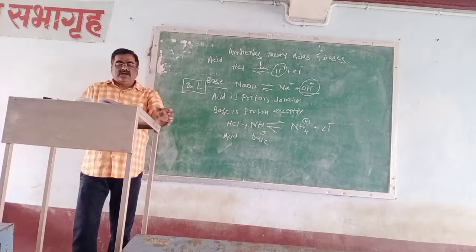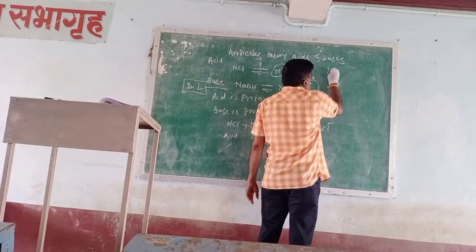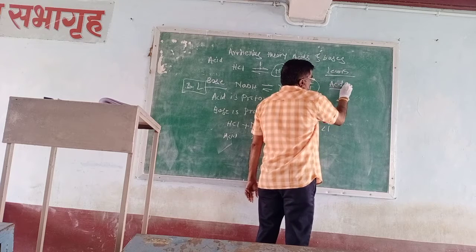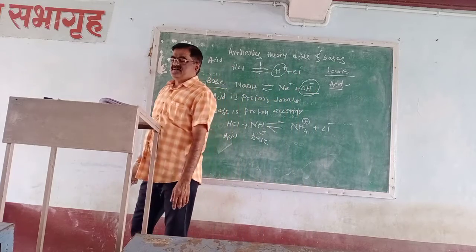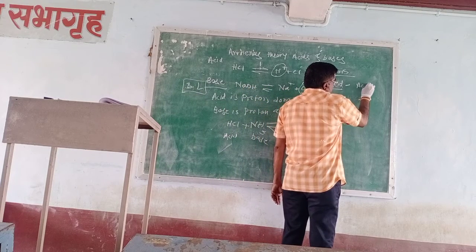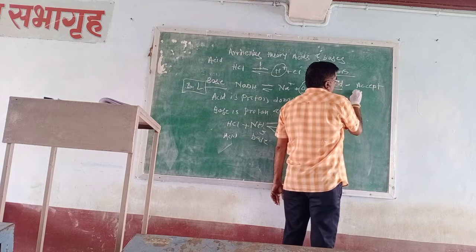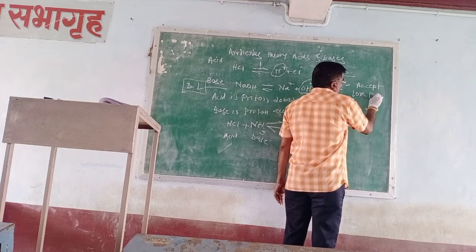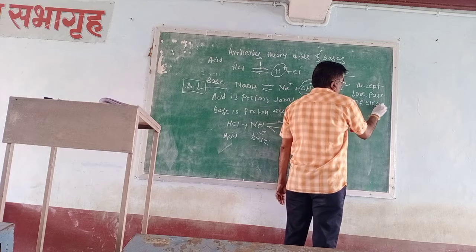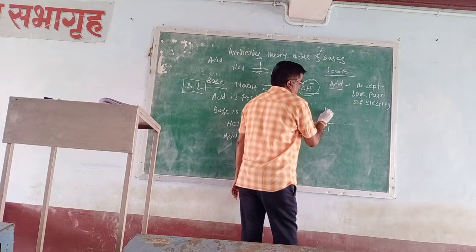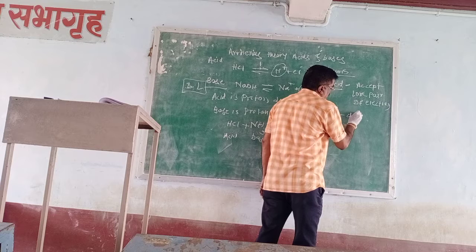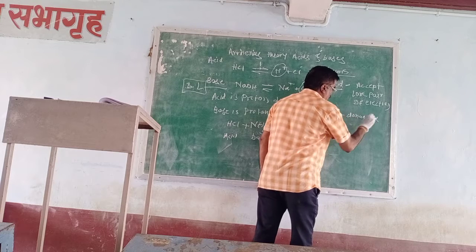According to the Lewis theory, acid and the base: acid accepts a lone pair of electrons, while the base is a species which donates a lone pair of electrons.